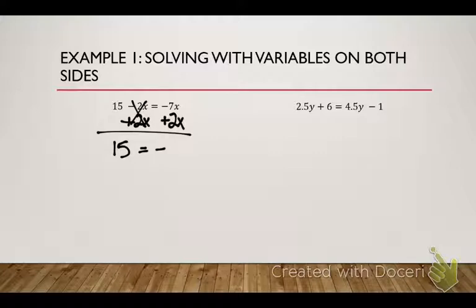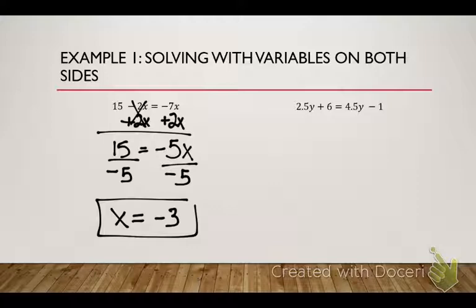What's negative 7 plus 2? Do you agree with Mason? Yes. Negative 7 plus 2 is negative 5x. And how would I solve for x? Divide both sides by negative 5. And x equals? Negative 3. All right, so with variables on both sides, I just need to get them on the same side. Does it matter which one I move? Not necessarily, but if I can move one so my number's on one side and my variable's on the other, that makes sense to do.